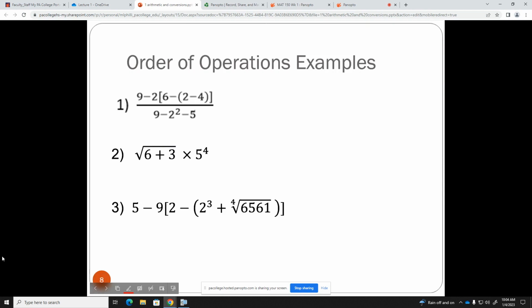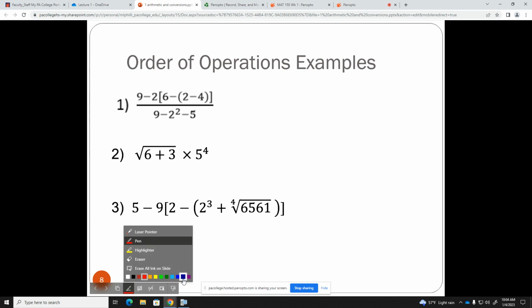And I do not have an electronic version of the TI-30 calculator, but I will show you how to do this and show you on the graphing calculator, which has very similar keystrokes. So when I look at this first problem, there are a couple things that I notice.